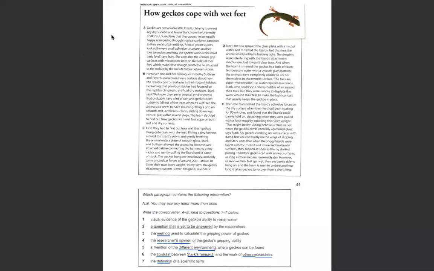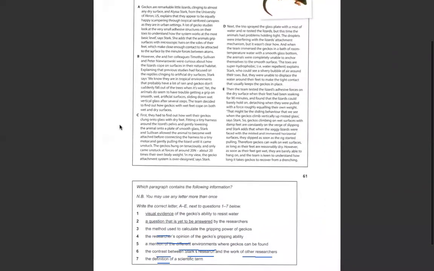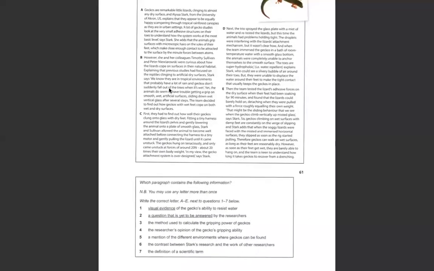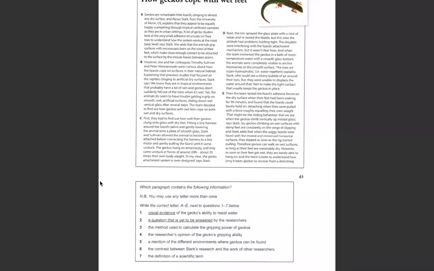All right, let's check the answers. Okay, please go ahead and type your answer for number 1 in the chat box. Trying to zoom in so we can all see. Okay, so just type the letter in the chat box where you found which paragraph with visual information. All right, anyone else? Okay, great. So D is correct.